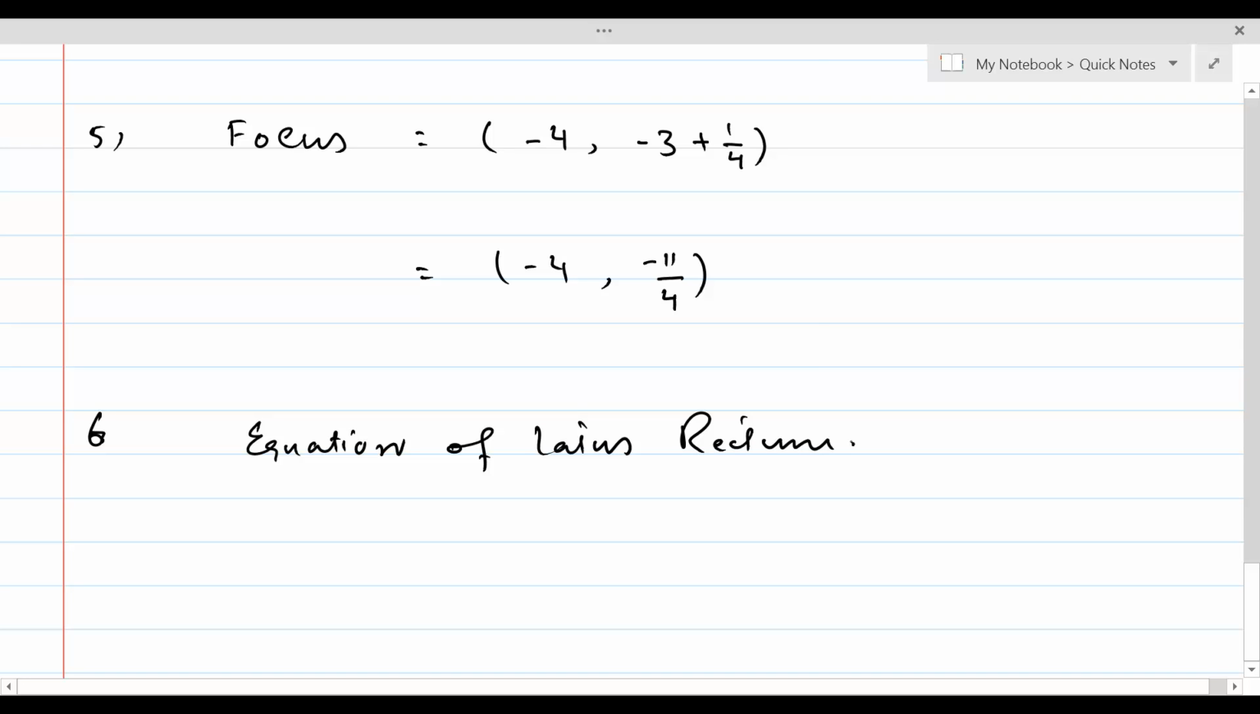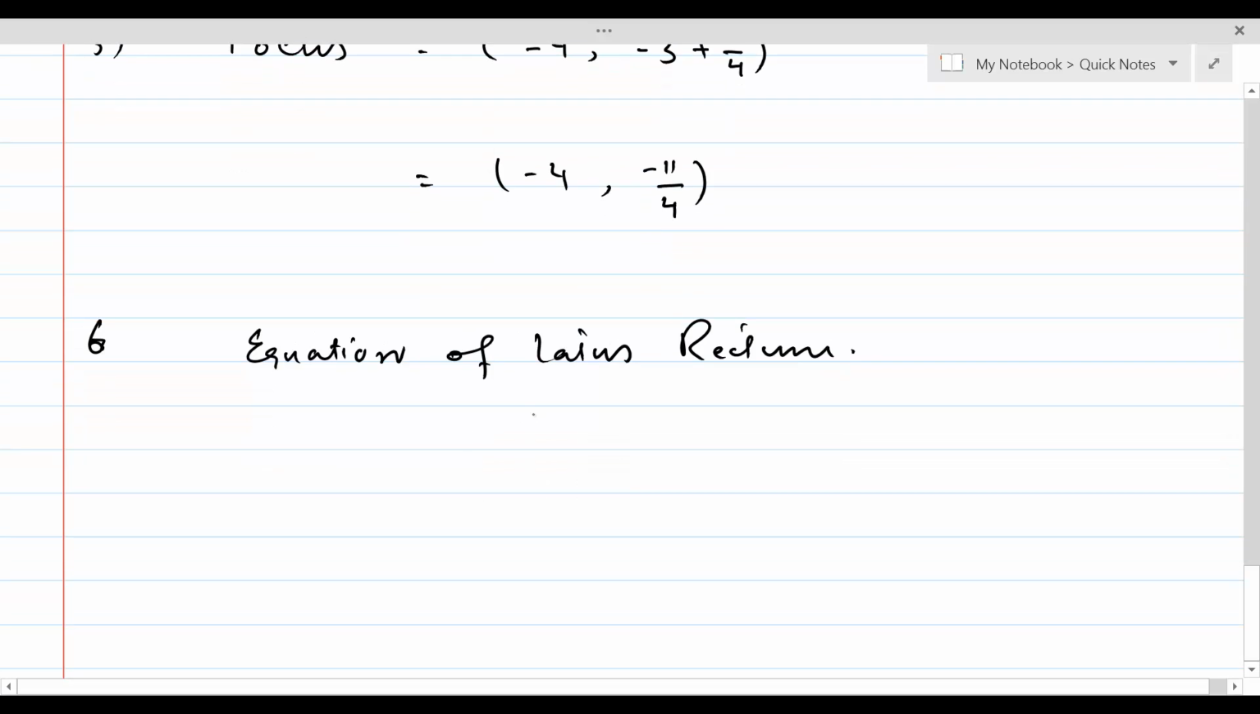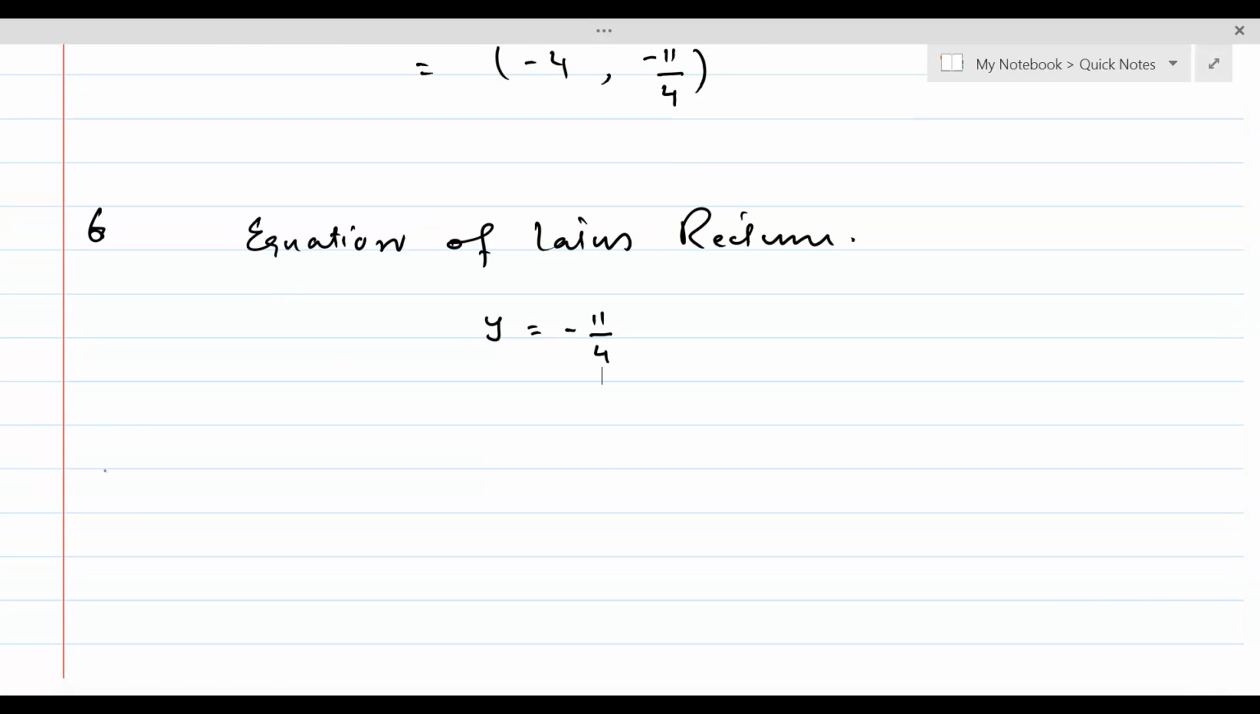Since the latus rectum joins two points of the parabola, passes through the focus, and is perpendicular to the axis of the parabola, its equation is y equals -11/4, just the y coordinate of the focus.